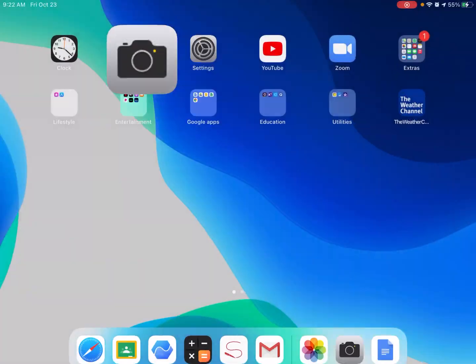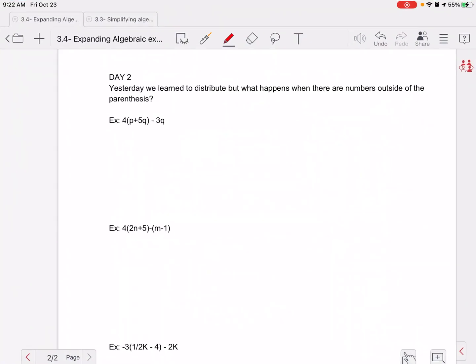Hi guys, welcome back. We're going to continue to expand, but we're going to add one more step today, okay? So, our first step, whenever we're combining like terms or anything like that, or solving an equation even, we want to make sure we distribute so that way we're not missing anything, okay?